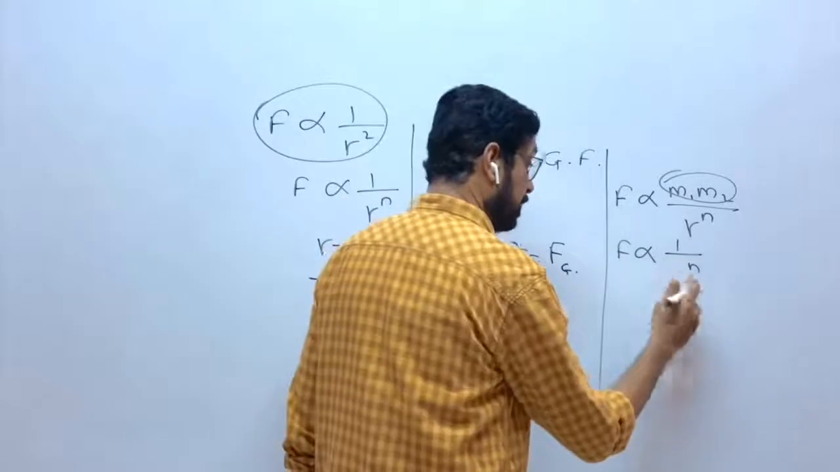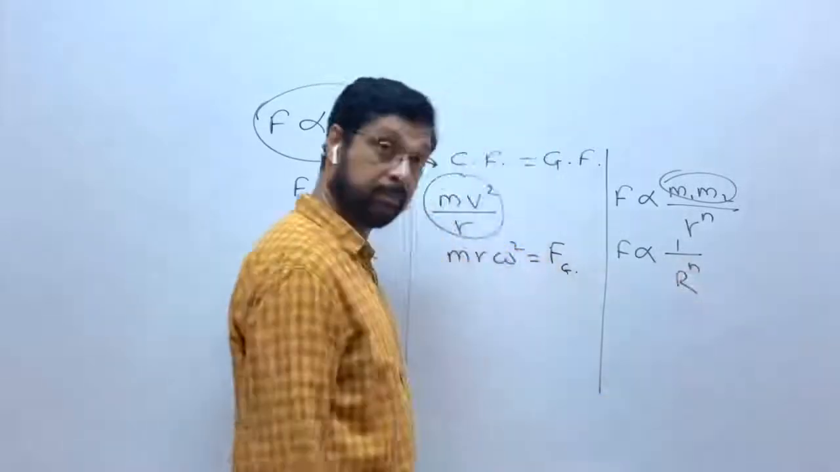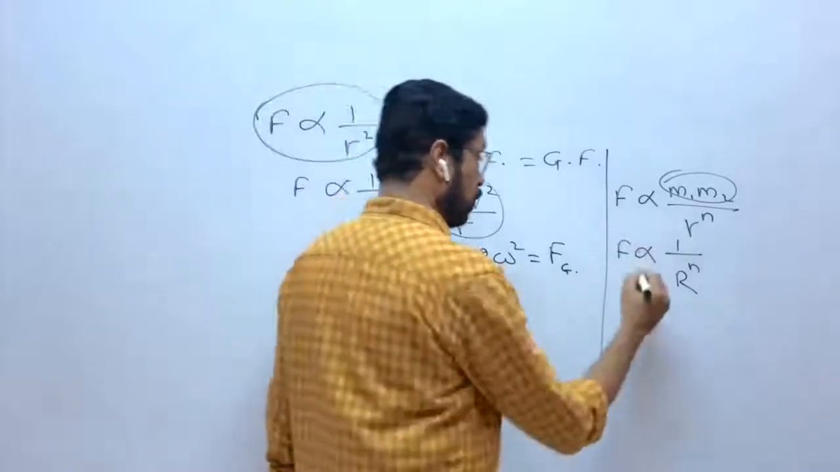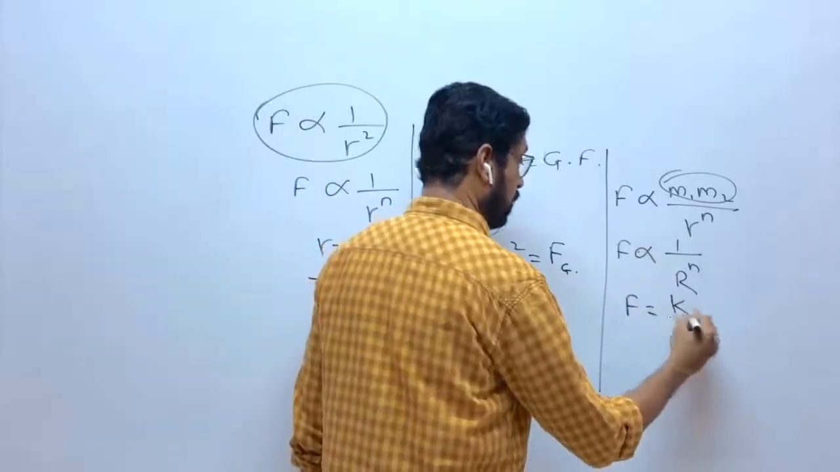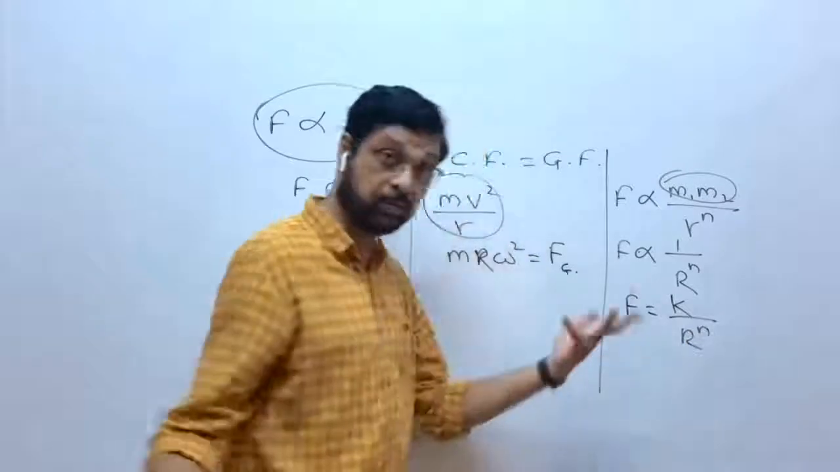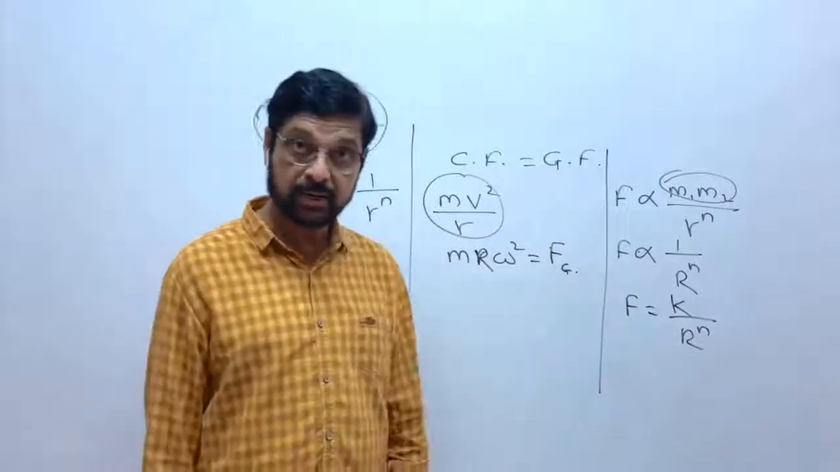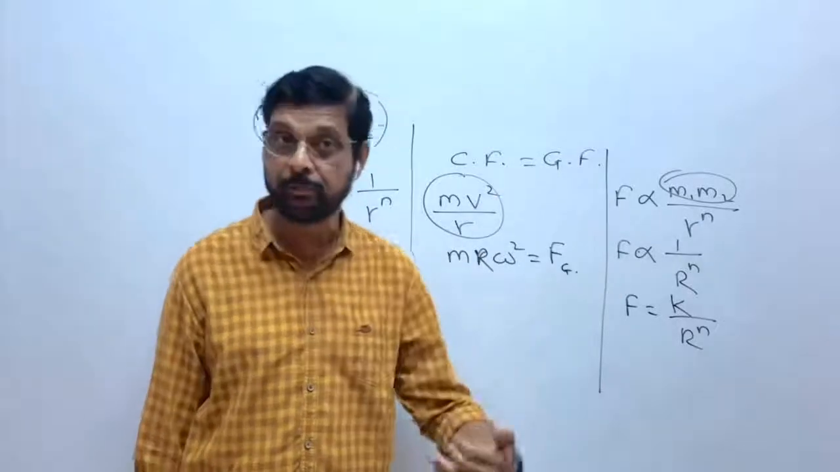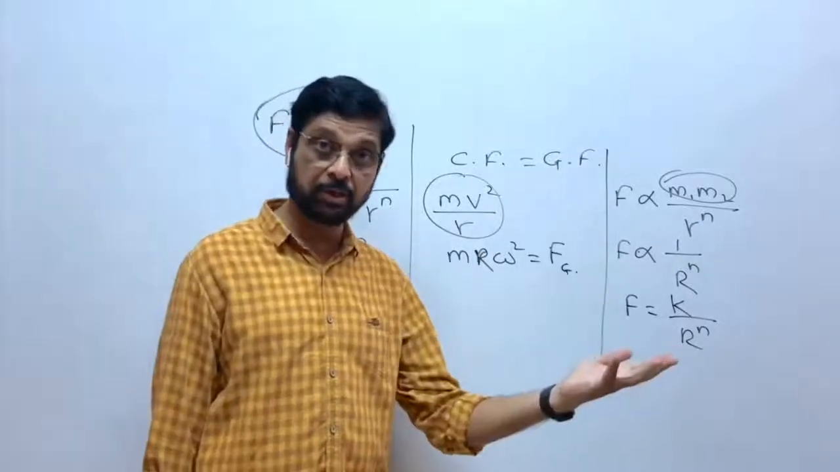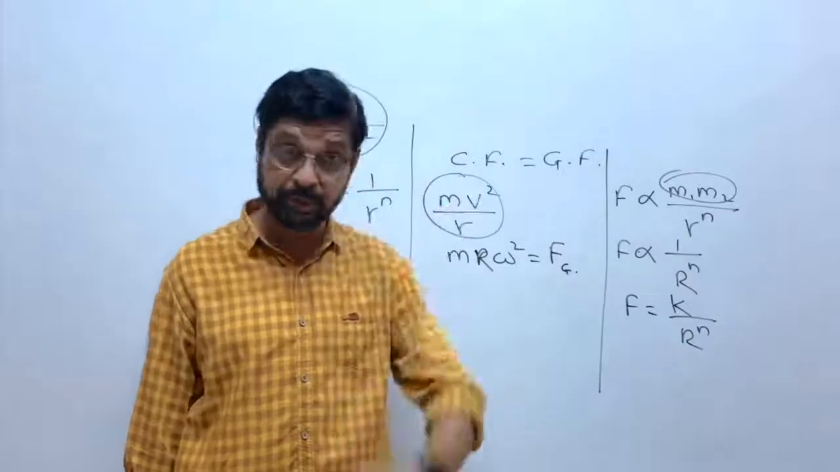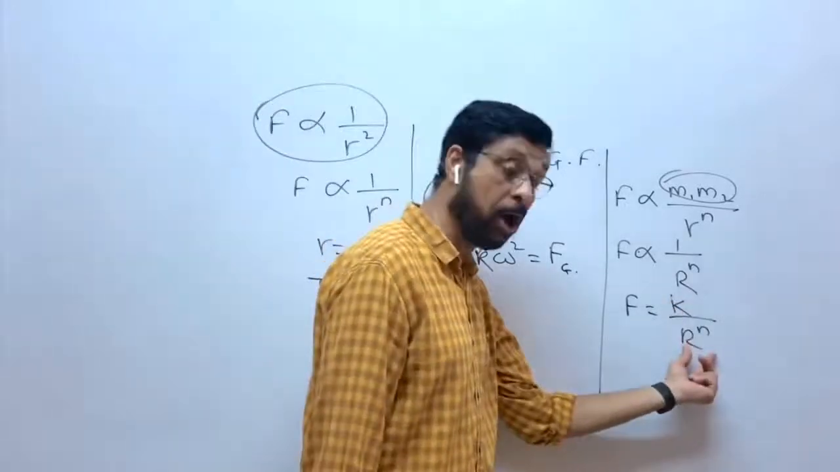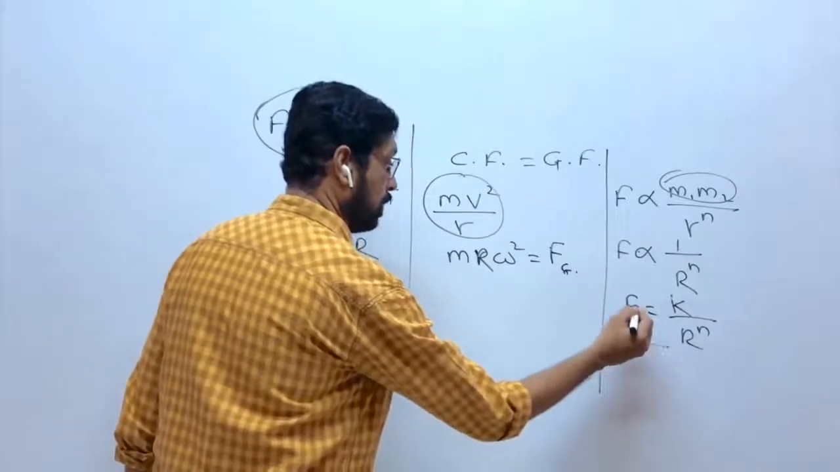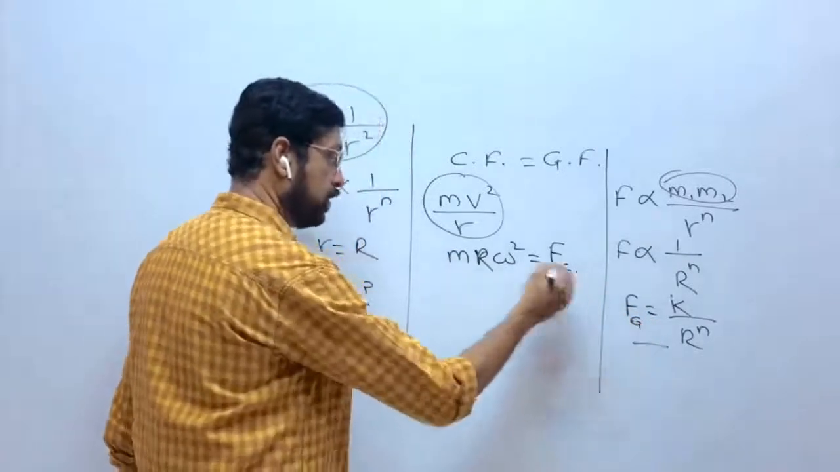And this r in this case is capital R. So F is equal to k upon r raised to n, you can say. The rest is all constant. If you remember Newton's law of gravitation, F is equal to G m1 m2 upon r square. G is a constant, capital G. m1 m2 is a constant. So F is equal to k upon r raised to n. This value of F, you can put here.